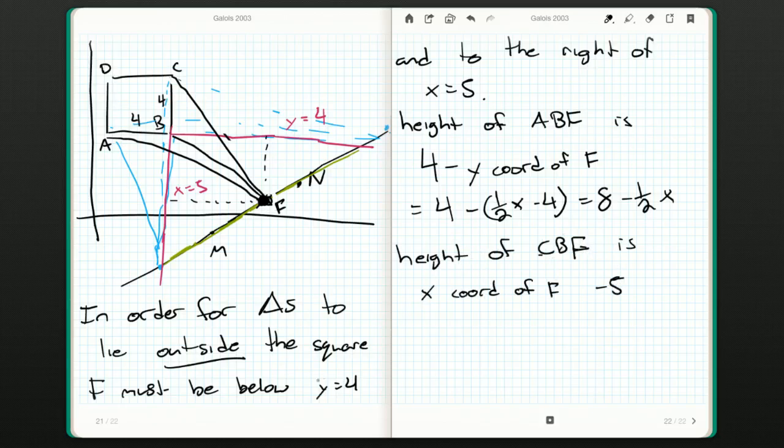Right? Because when we say it's got to be below y equals 4, the y-coordinate of F has to be less than or equal to 4. And when we say it's got to be to the right of x equals 5, that means the x-coordinate of F has to be bigger than 5. So we want positive values here, otherwise our equations make no sense. So now we have the heights of the two triangles. We know their bases are 4.